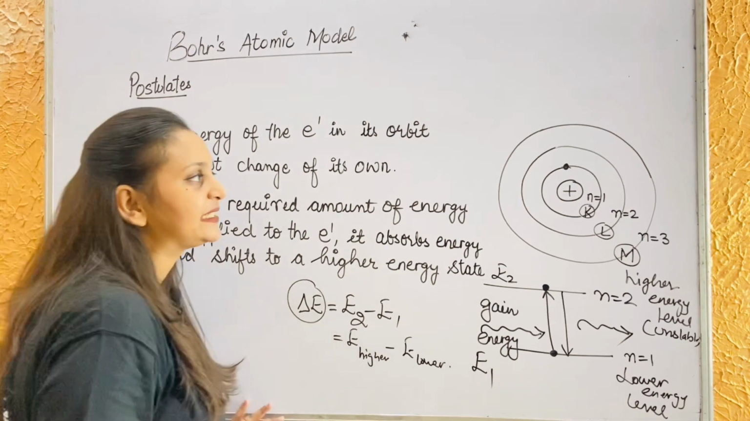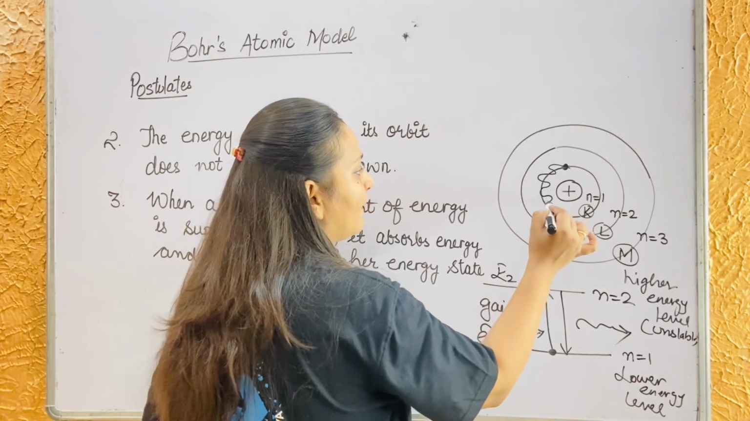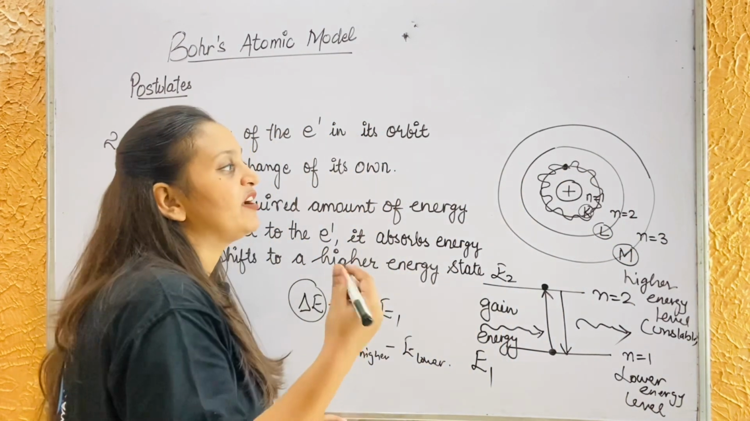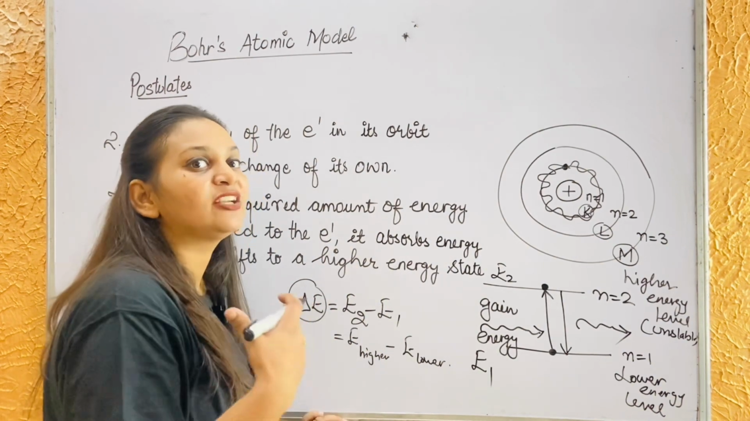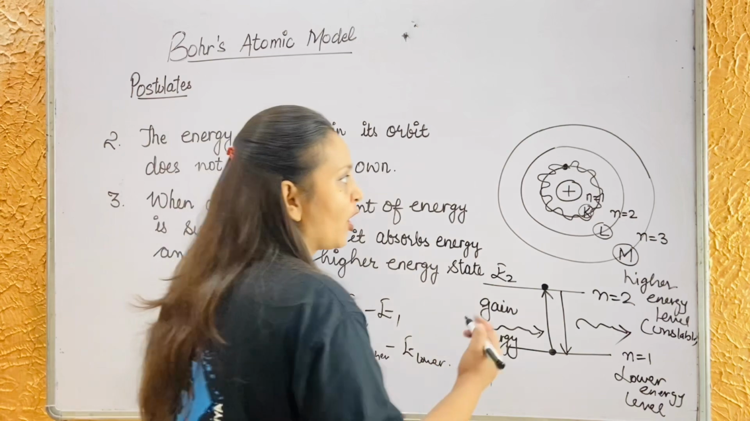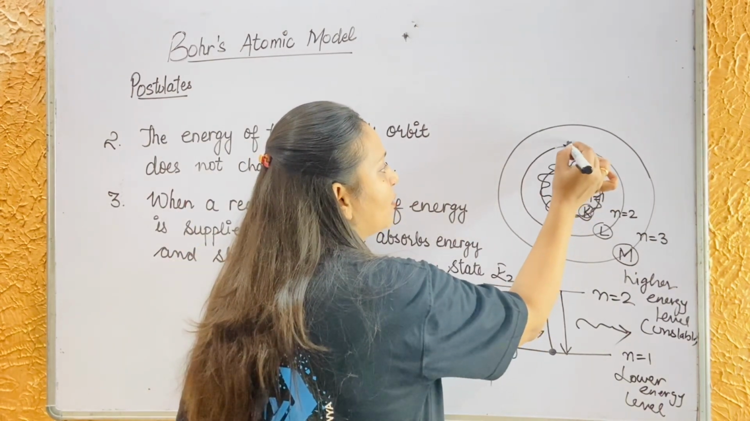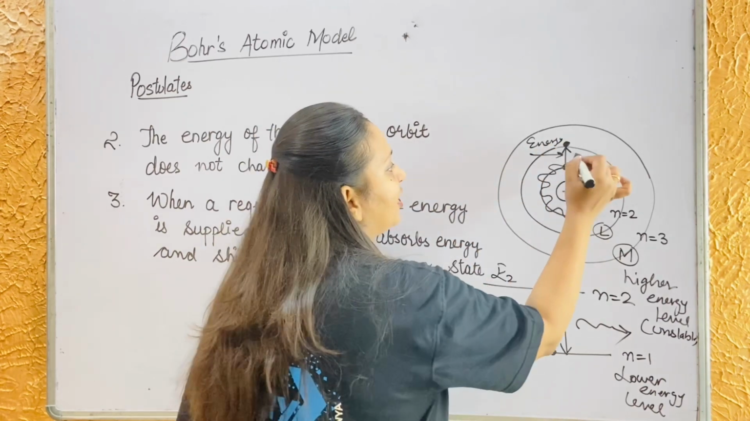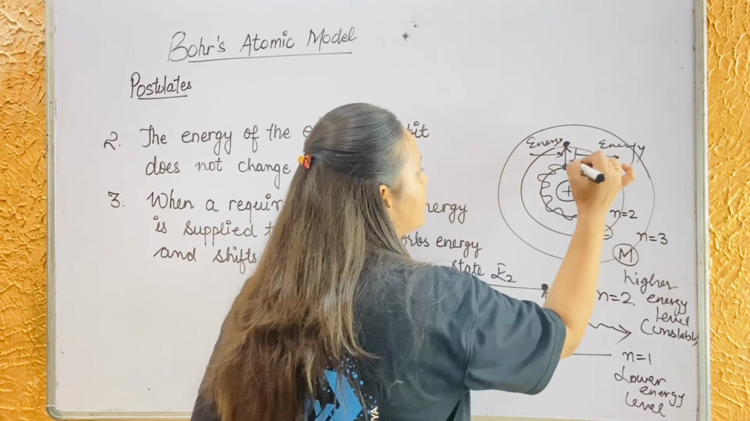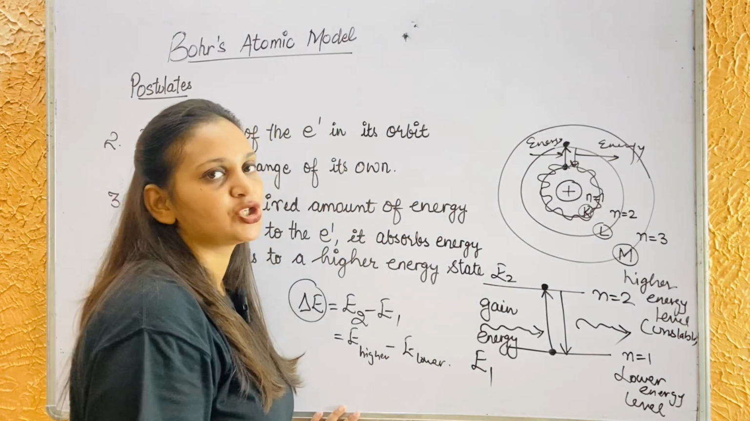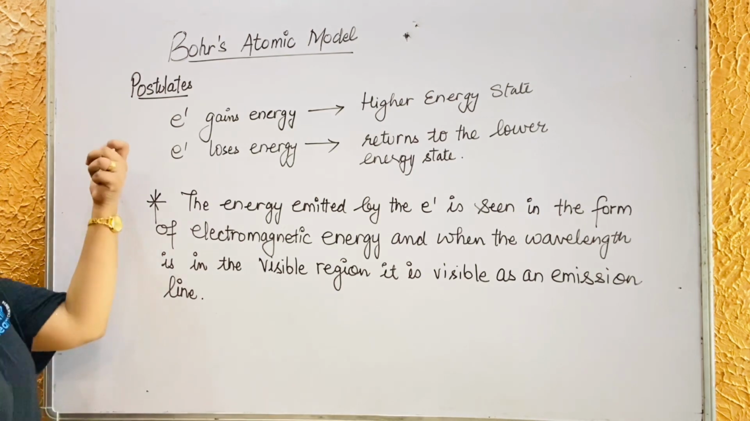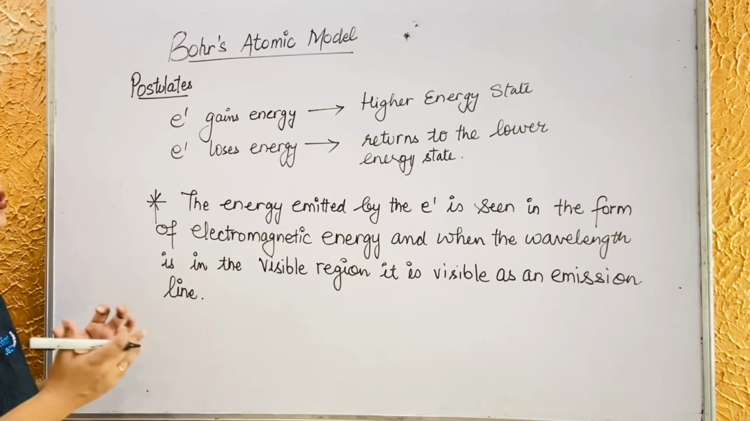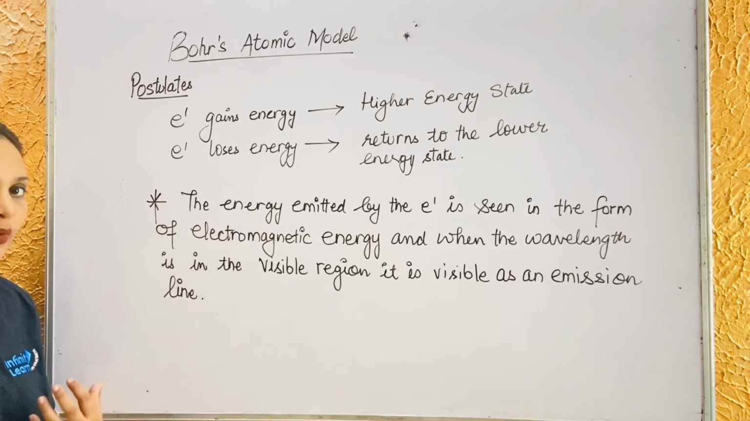So it is quite clear that the electron, while being in the same energy orbit, does not gain or lose energy. If it gains energy from the outside, then corresponding to the amount of energy absorbed, it is excited to a higher energy state. And after losing the same amount of energy, it is brought back to the lower energy level. It is now clear that when an electron gains energy, it is shifted to the higher energy state, while when it loses energy, it returns back to the lower energy state.